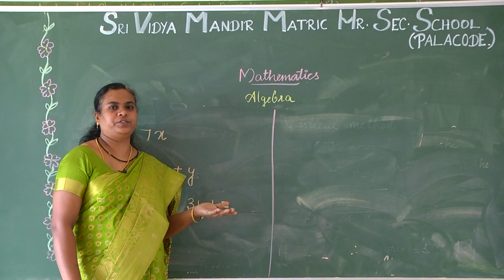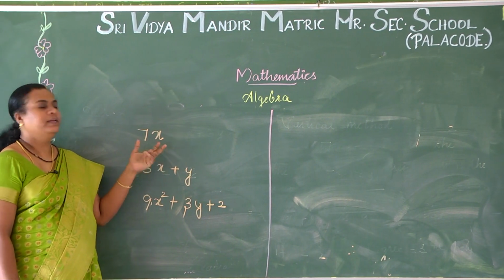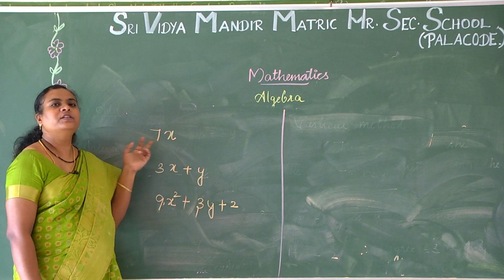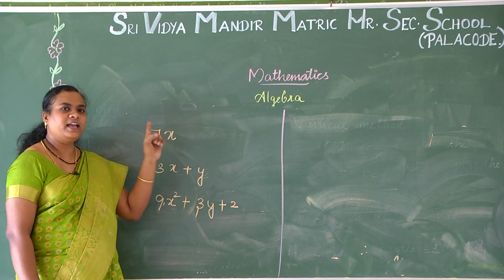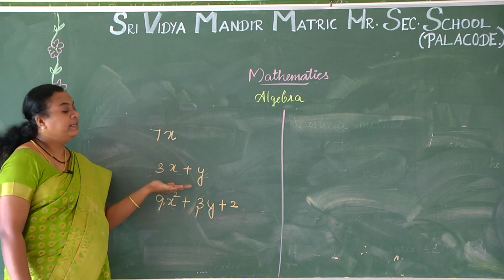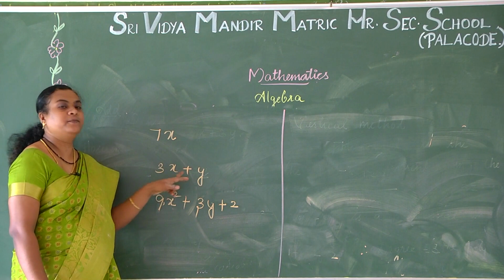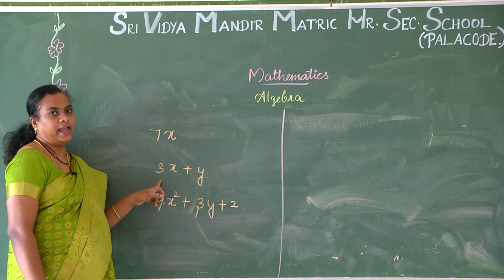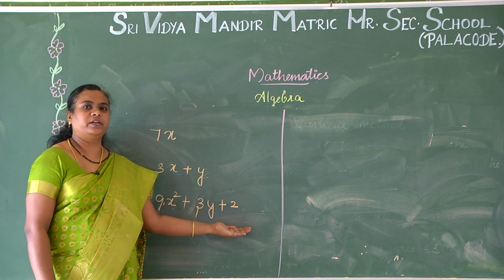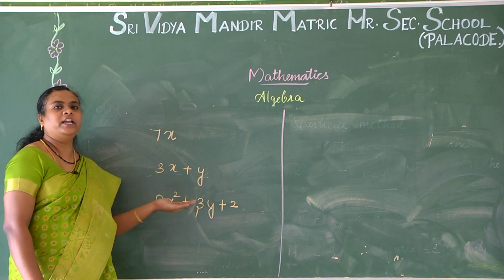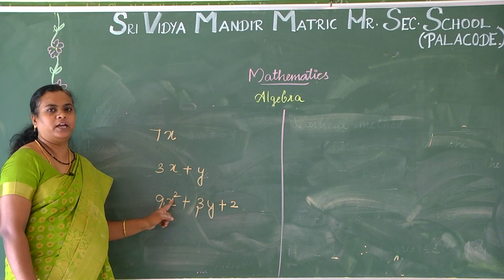Before concluding the session, let's see a quick recap. 7x. In this algebraic expression, which is constant? Yes, you are right, 7. Which is variable? Yes, x is the variable. In this algebraic expression, how many terms are there? Yes, 2 terms are there. What are they? 3x and y. Very good. Next, in this algebraic expression, what is the degree of the polynomial? Yes, you are right. 2 is the degree of the polynomial.